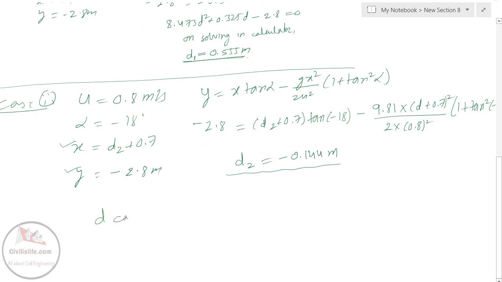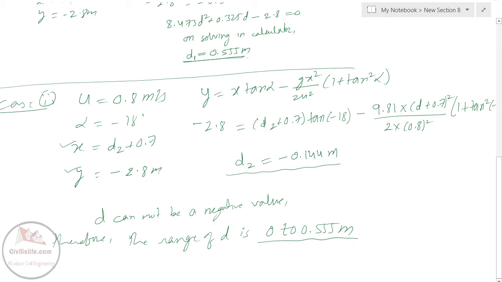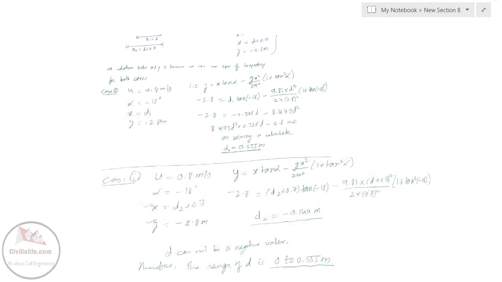As we know, distance cannot be negative, so d cannot be a negative value. Therefore the range of d is 0 to 0.55 meter, and this is the answer for the question.